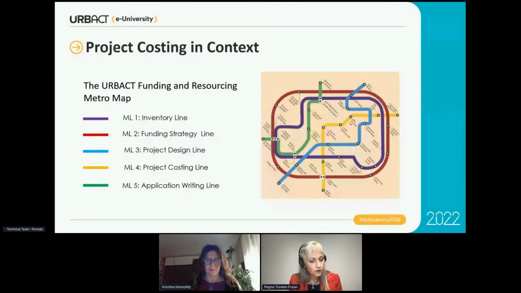Coming back to our topic today, the project costing. And before I hand over to Krisztina, I just would like to point out some more detail, just a couple of things to you. Of course, the main purpose of project costing is to know how much your project will cost. It's in the name. But you must be mindful that project costing is not the same as project funding.